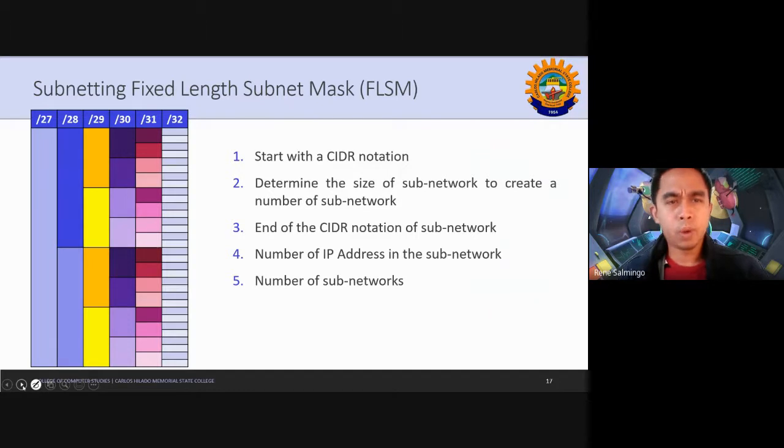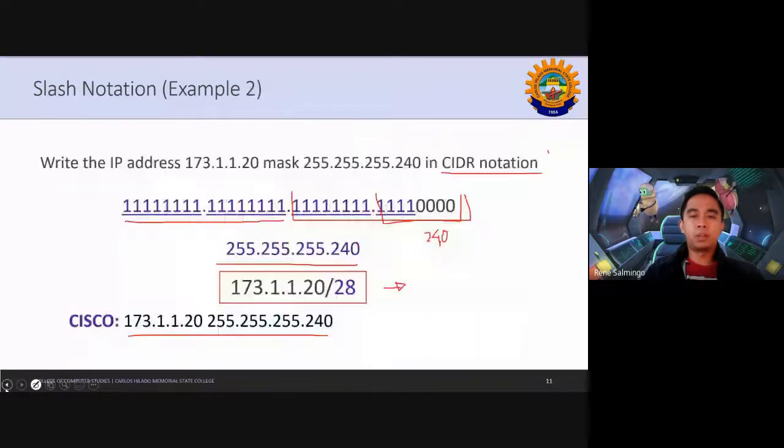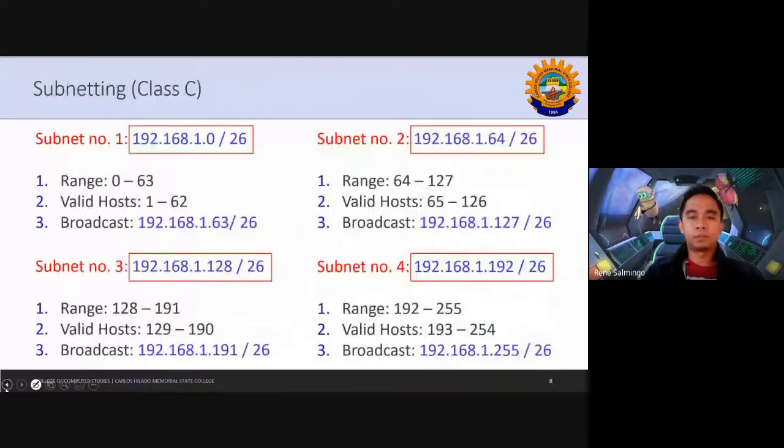Now, why do we subnet? So earlier, we calculated only on the fixed or the static length subnet. What is static or fixed? As we mentioned earlier, this is an example of a static, meaning we have equally distributed subnet number. So we don't change this from 32 to 24.